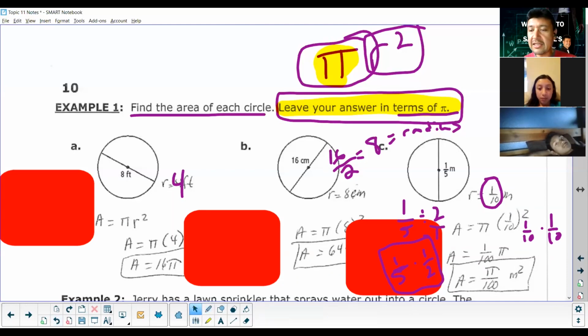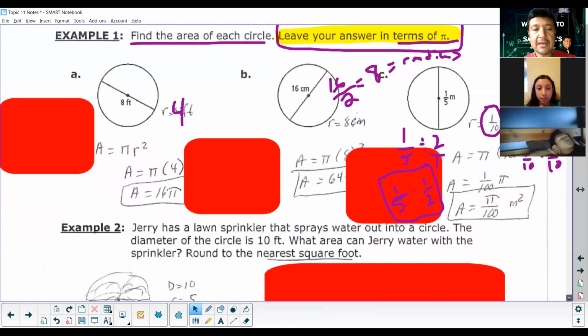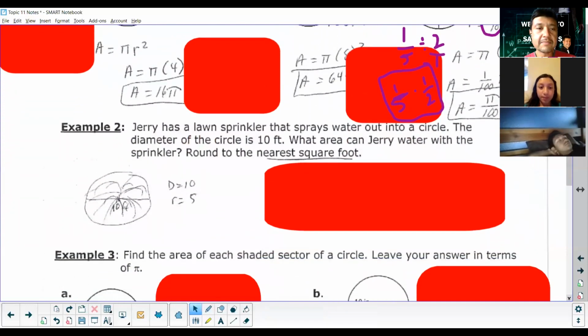All right, so now let's look at example 2. Celeste, why don't you go ahead and read example 2 for us? Jerry has a lawn sprinkler that sprays water out into a circle. The diameter of the circle is 10 feet. What area can Jerry water with the sprinkler? Round to the nearest square foot.